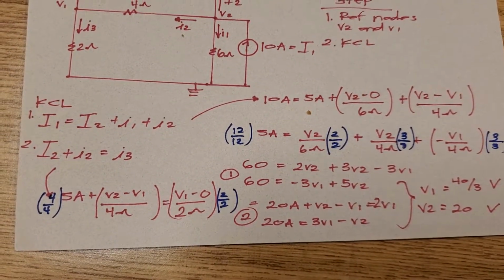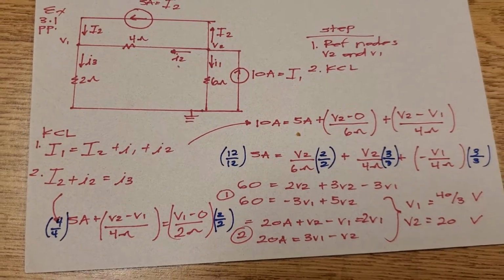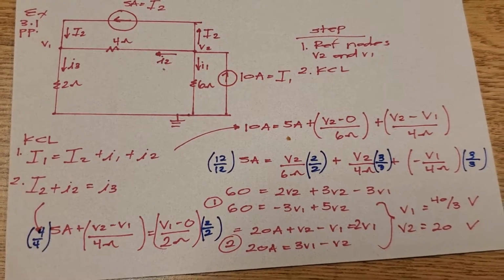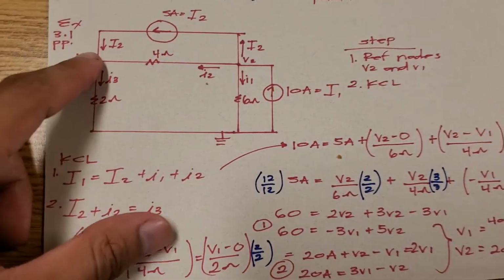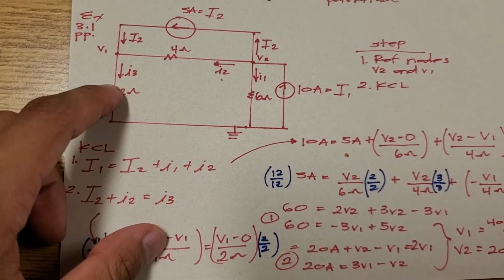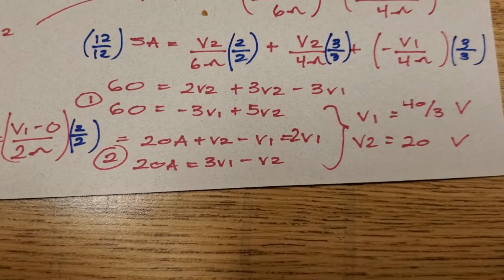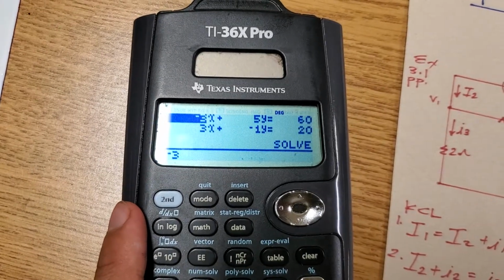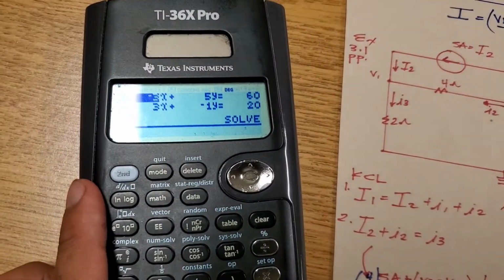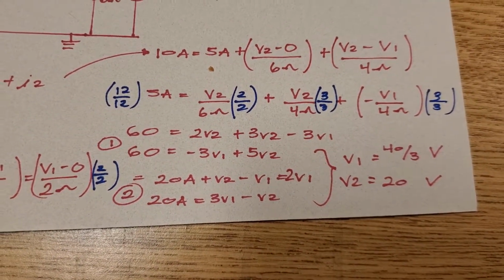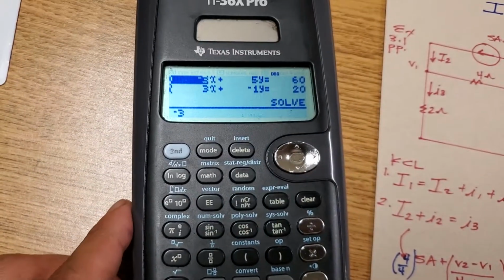Then I'm going to do big I2 plus I2 equals I3, which is my next KCL. I2 was explained before, V2 minus V1 over 4. And then I3 is V1 to ground over my 2 resistor, which should be my I3 current. So I simplified, and I got 20 equals 3V1 minus V2. So my system of equations is negative 3V1 plus 5V2 equals 60, and 3V1 plus negative 1V2 equals 20. Just to double check, negative 3 plus 5 equals 60, 3 minus 1 equals 20.